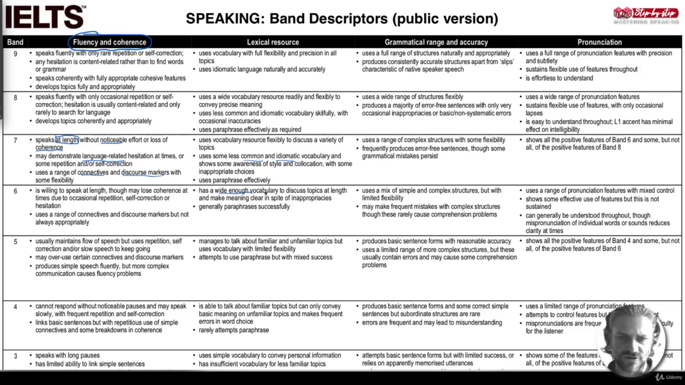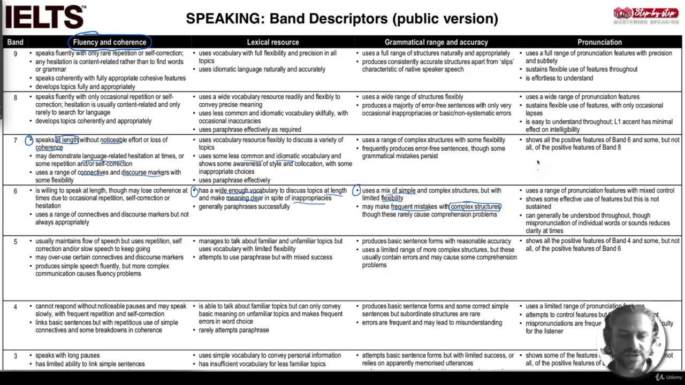He does have a wide enough vocabulary to discuss topics at length. He makes his meanings clear, and there are some inappropriacies, but it's generally not an issue. I can still follow what he's saying. He does have a mixture of simple and complex structures, although sometimes he's not quite got it right. There are some mistakes with those complex structures, with the conditionals and with relative clauses and the "the" structure we saw right at the end. So that's closer to a 6.